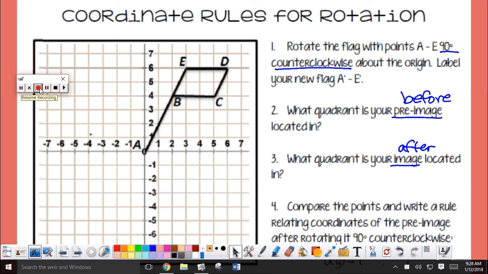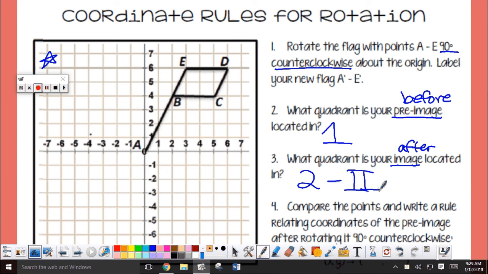Alright, so now that we know what pre-image and image is, this is our before picture. The thing that I have given you before we do any kind of transformation to it, any kind of rotation, where is our pre-image located? Well, it's located in quadrant what? 1. Then, once we do our 90-degree counterclockwise rotation, which quadrant is our flag going to end up in? It's going to end up somewhere right here, right? In quadrant 2, or II in Roman numerals.